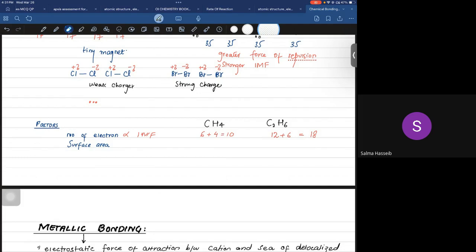Why is iodine solid at room temperature? Due to the stronger intermolecular force, because iodine is having more number of electrons. So they would be having a strong repulsion. As a result of a strong repulsion, they would be having a stronger intermolecular force. That's the reason its melting point is also higher, the boiling point is also higher, and not only this, it's solid at room temperature.